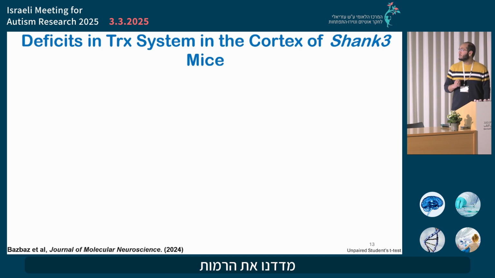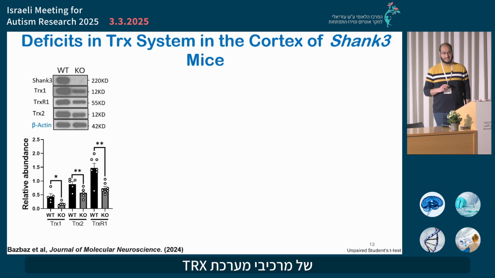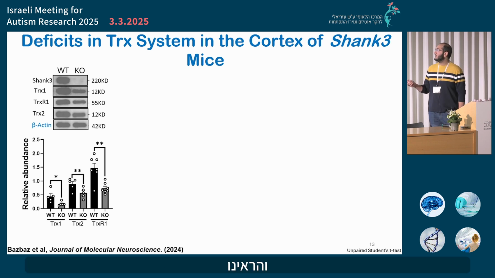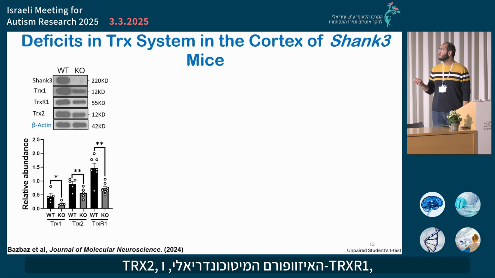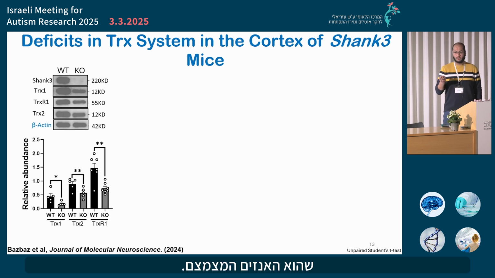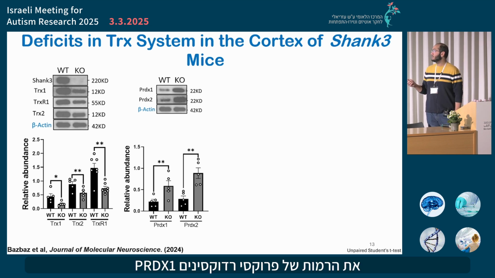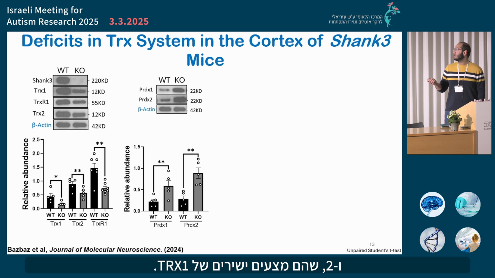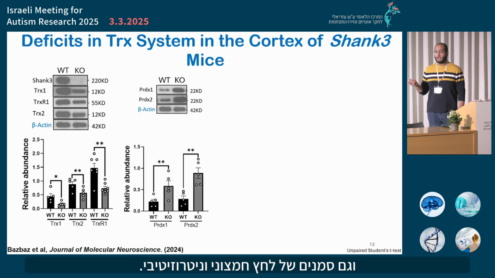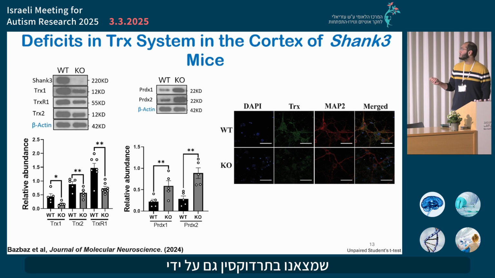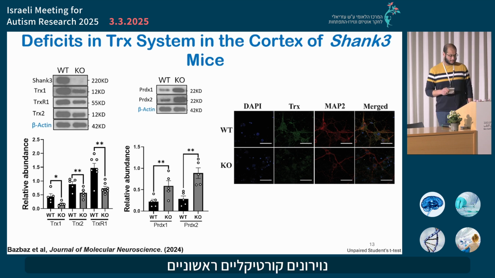So to study this hypothesis, we measured the levels of the TRX system components in the cortex of the SHANK3 mice, and we showed that the TRX system components are decreased, including TRX1, the cytoplasmic isoform, TRX2, the mitochondrial isoform, and TRXR1, which is the reducing enzyme. In addition, we measured the levels of peroxyredoxins, PRDX1 and 2, which are direct substrates of TRX1, and also oxidative and nitrosative stress markers. We validated the changes we found in thioredoxin also in primary cortical neurons.